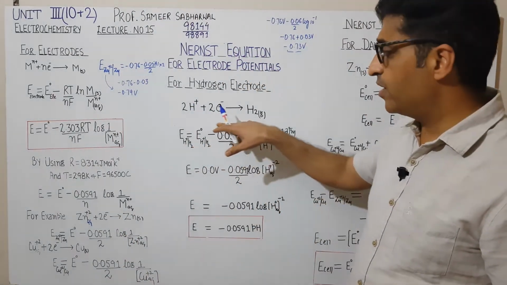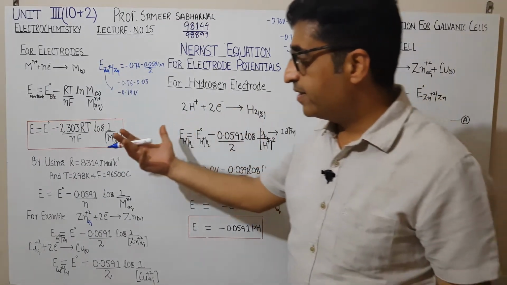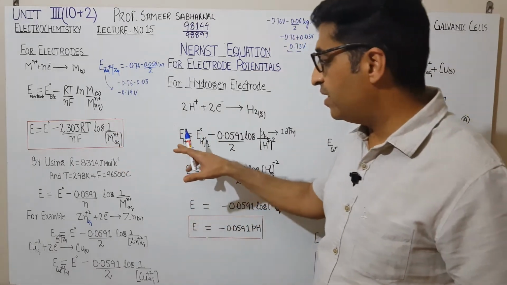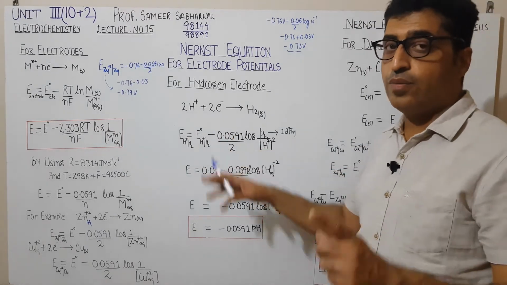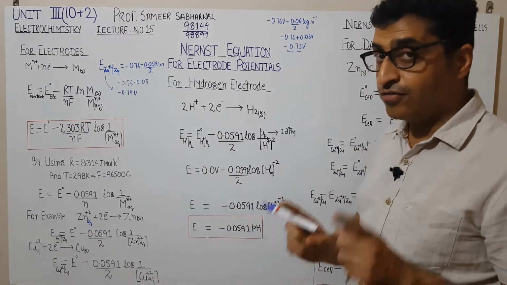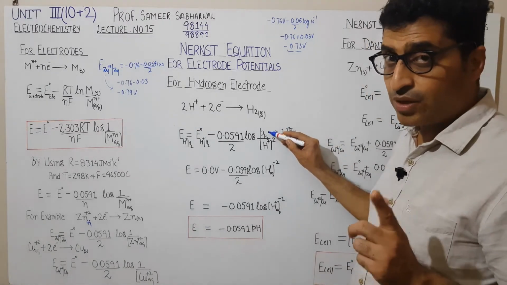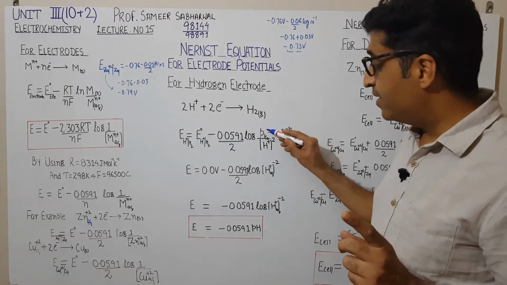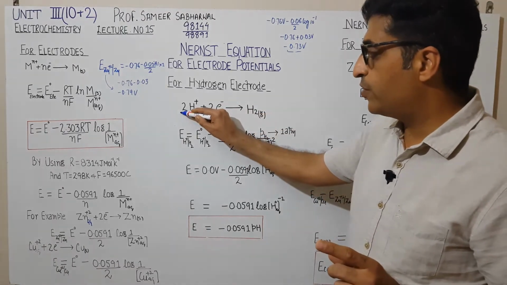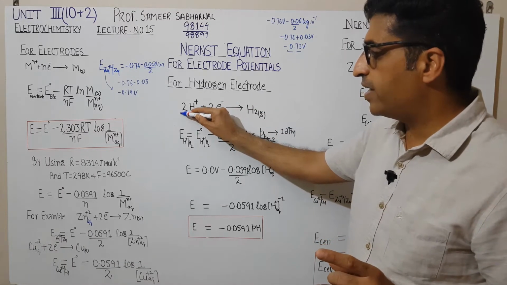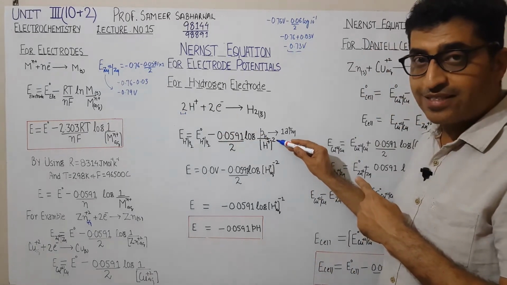2H positive plus 2 electrons gives hydrogen gas. Okay, this is my equation. Then if you apply the Nernst equation, what we get is E of H positive to H2 is equal to E naught, the standard value, minus 0.0591 by 2 log of, see the change, hydrogen, it's a gas, so I'm taking its pressure, divided by H positive raised to power 2, because this is its stoichiometry. So the power has to be equal to the stoichiometry. Don't forget to put this power here.